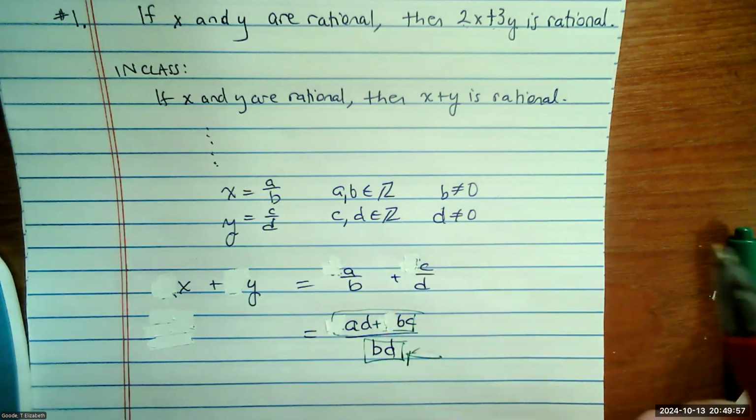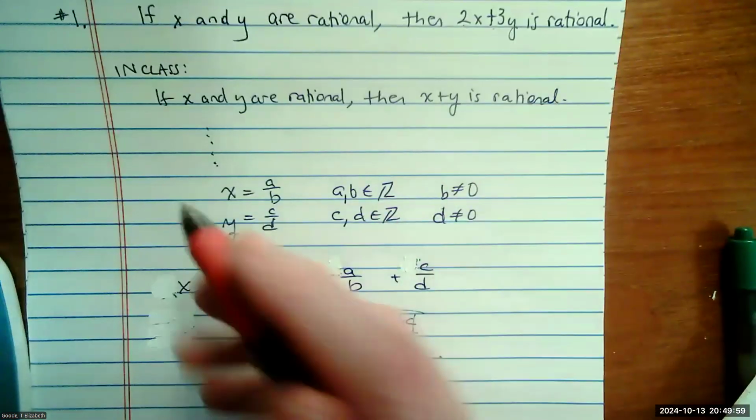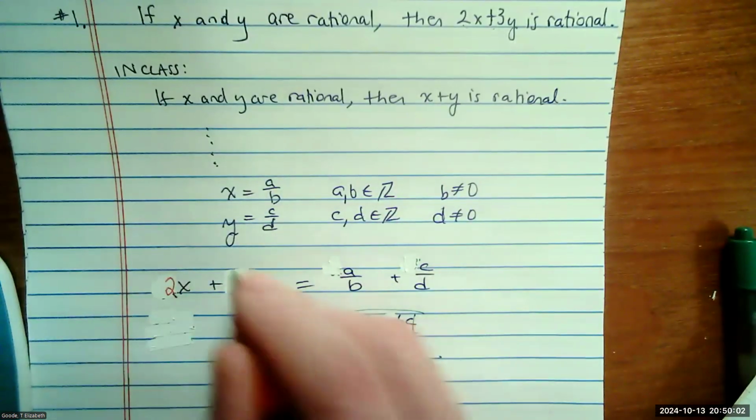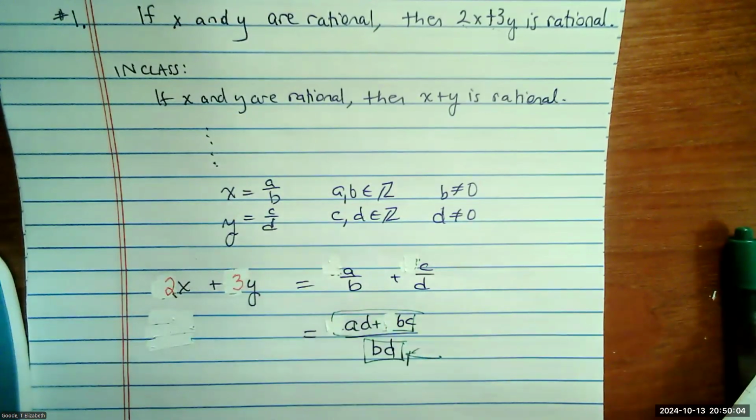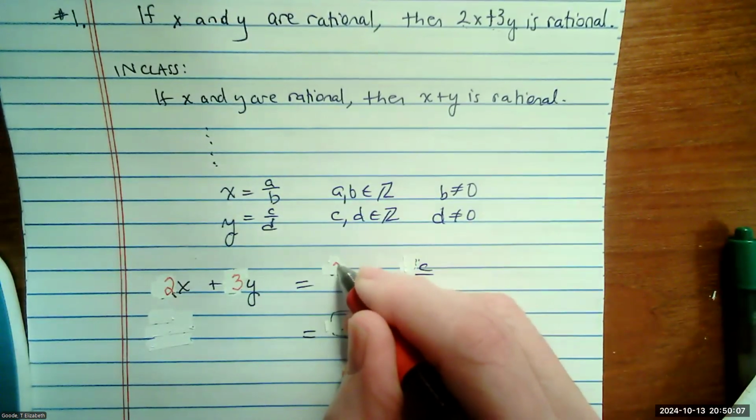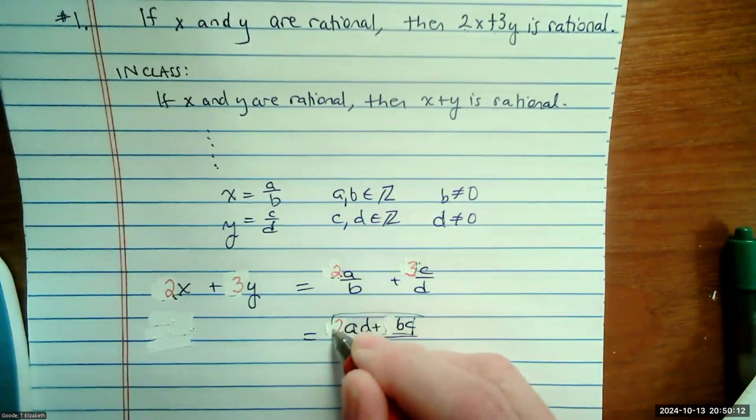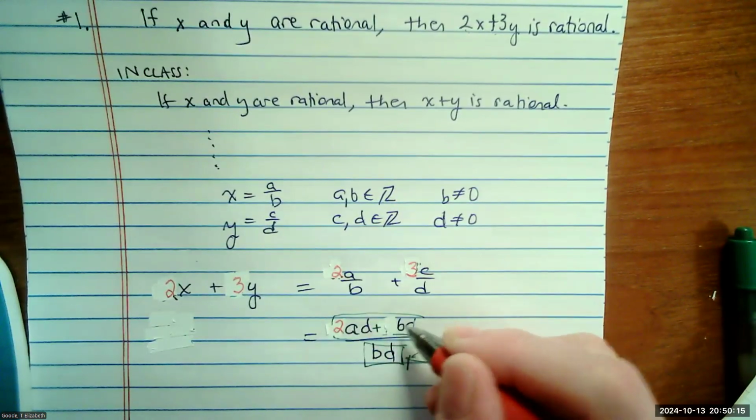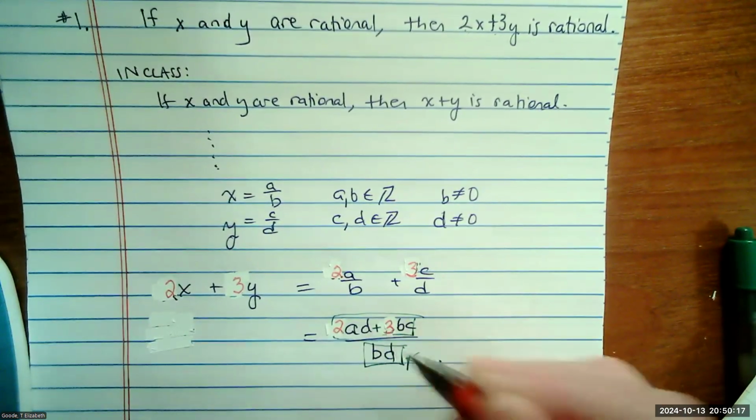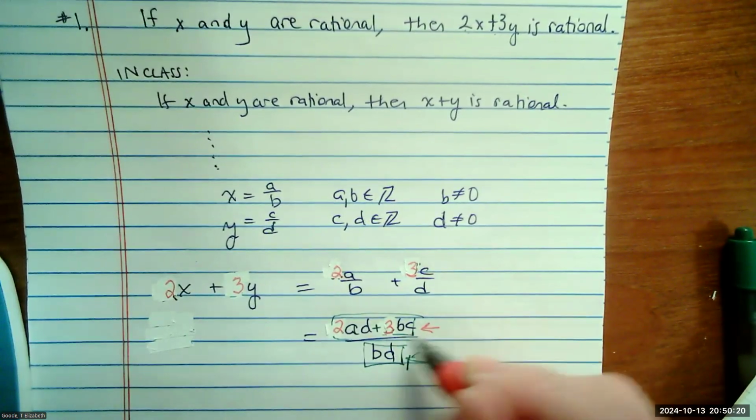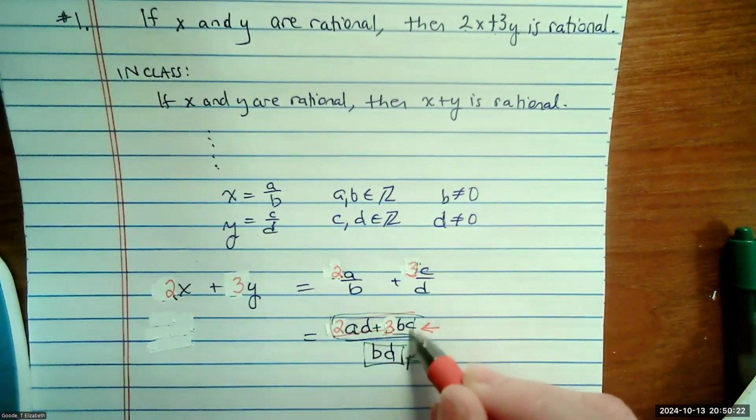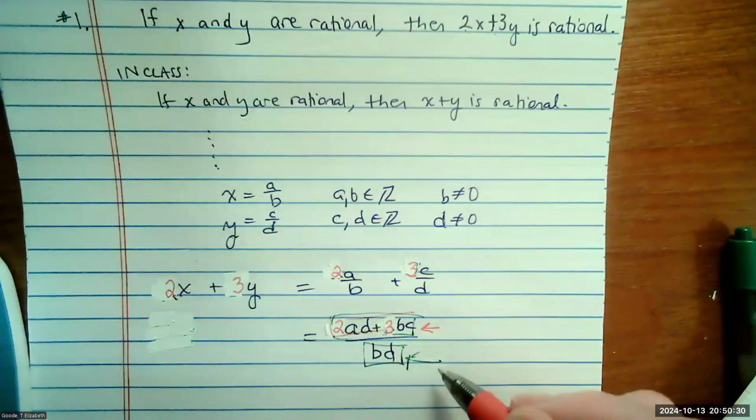But the only difference now is it's 2X plus 3Y, okay? Well, that just puts a 2 up here with the A and a 3 up here with the C. And so that just makes this 2AD plus 3BC. So now we just talk about, this whole thing is an integer. Products and sums of integers are integers. This whole thing is an integer because products of integers are integers. And then you talk about the bottom not being zero.